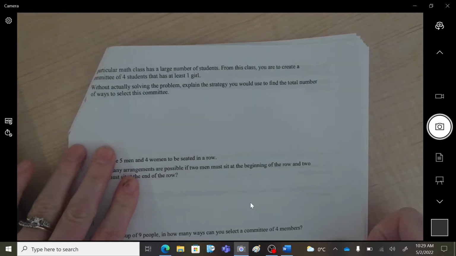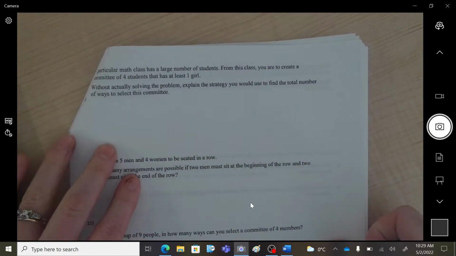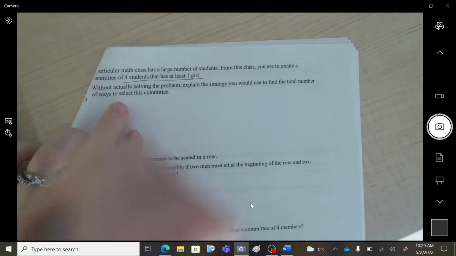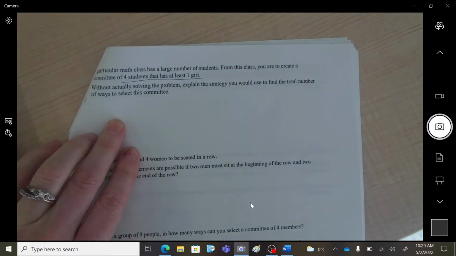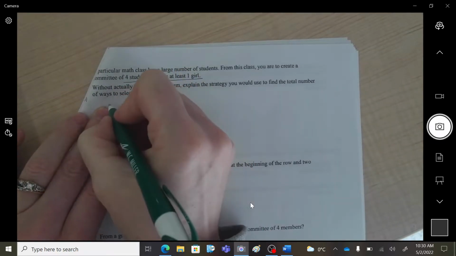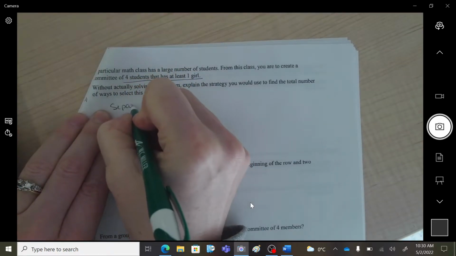Okay, we're in a class. You are to create a committee of 4 students with at least 1 girl. Without actually solving the problem, explain the strategy you would use to find the total ways. So you would have to separate the cases.